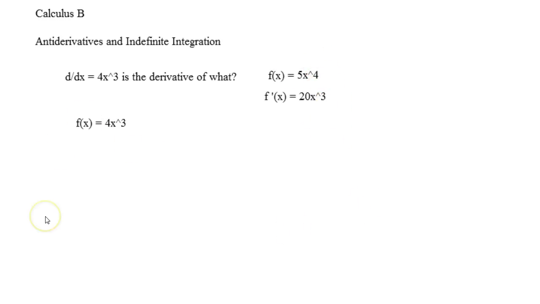So we're going to turn around this semester and ask ourselves, how do we go backwards? d over dx of what equals 4x to the third? So this is the derivative of what? First off, we're going to use the notation that when we get that specific function, we're going to use capital F of x.